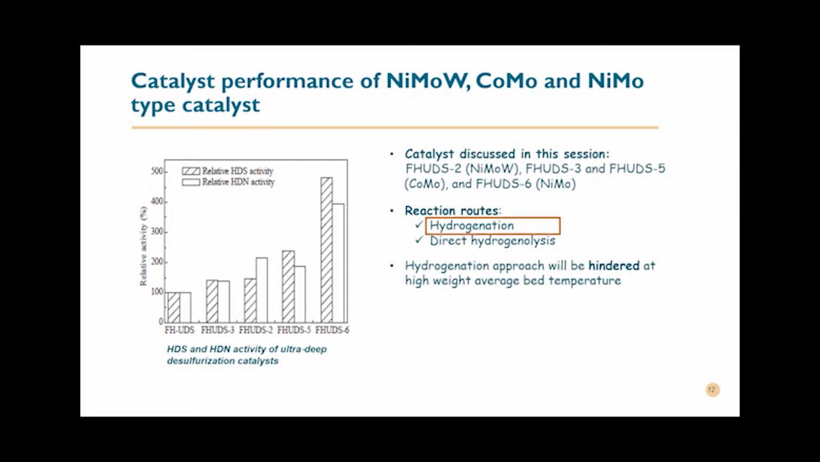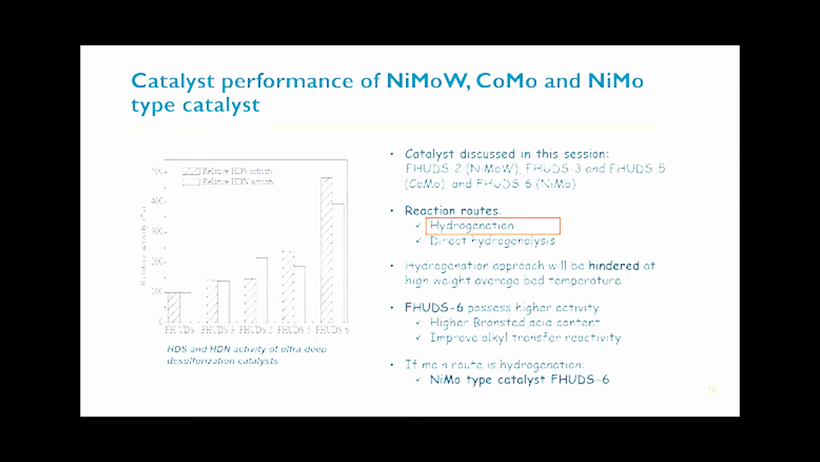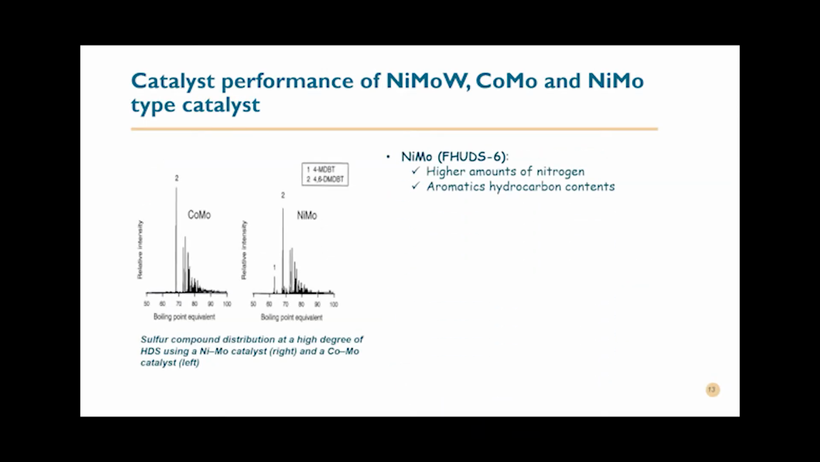Since the hydrogenation approach will be hindered at high average boiling temperature due to steric hindrance, FHUDS6 with higher Bronsted acid content will be selected, as it can improve the alkyl transfer reactivity during reaction. NiMo type catalyst is suitable for feedstock with higher amounts of nitrogen and aromatic hydrocarbon contents, while CoMo type catalyst works well for feedstock that contrasts with NiMo feedstock.